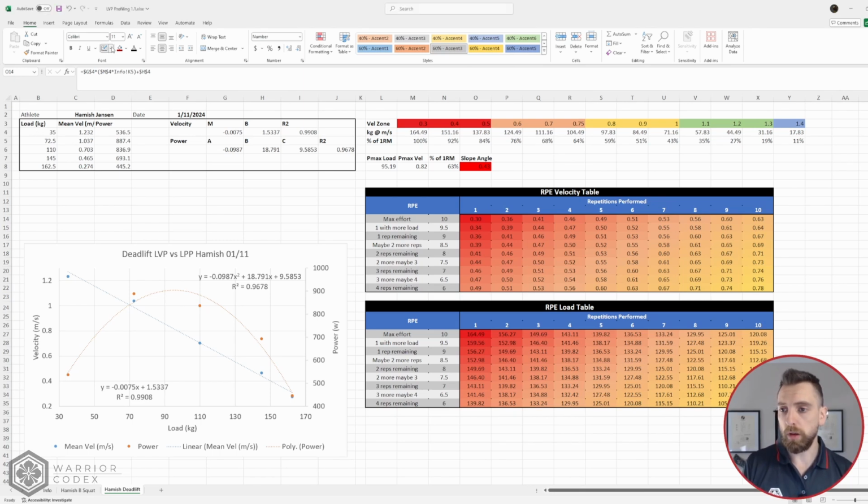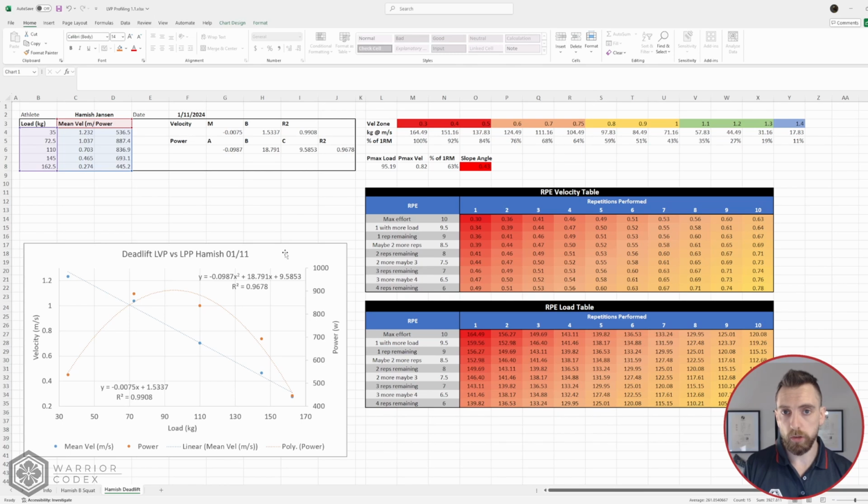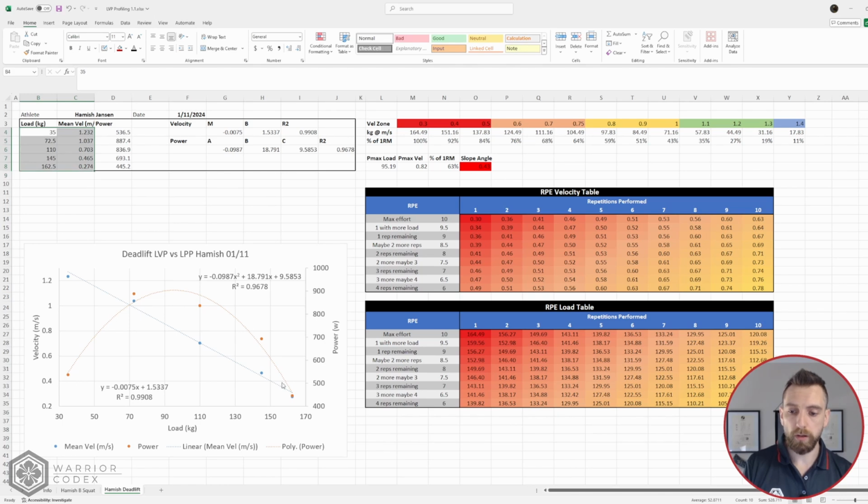As we can see, the load gets put into these boxes here. The velocity we recorded from each of the lifts goes here. And the power, which is also recorded from the same device, goes into here. These numbers then generate this chart down here. We have our straight line. This is our velocity against the load. And we have our curved line, which is our load against power.